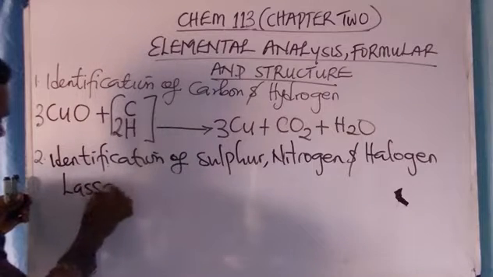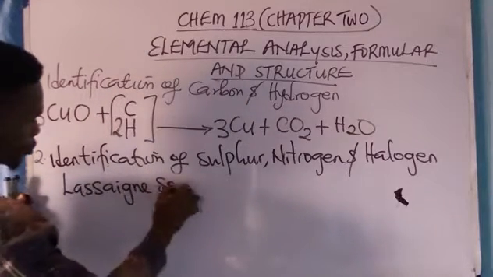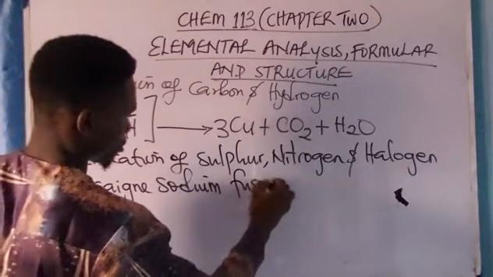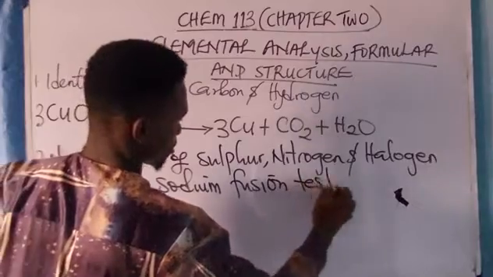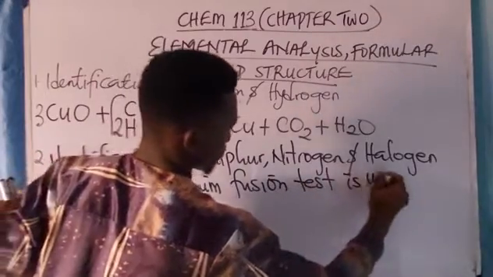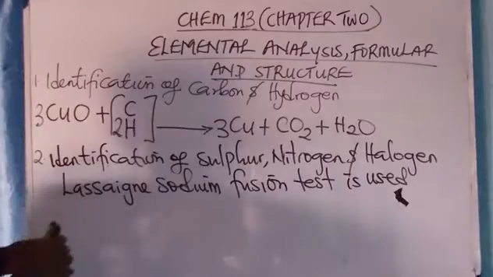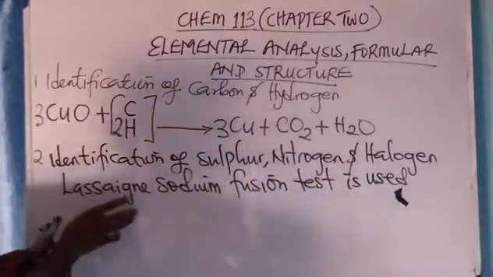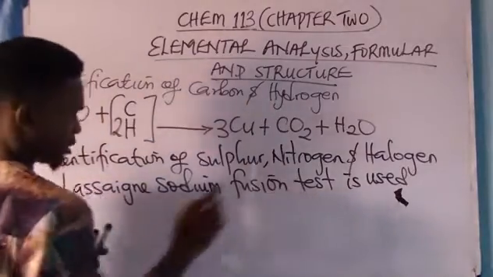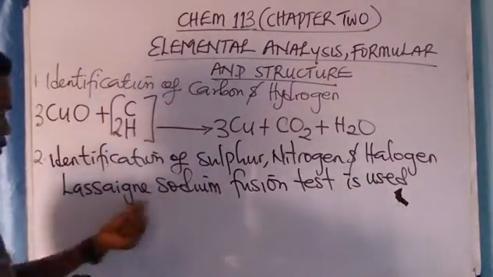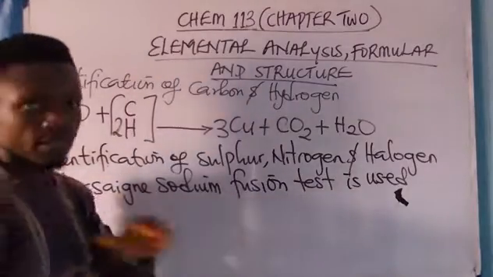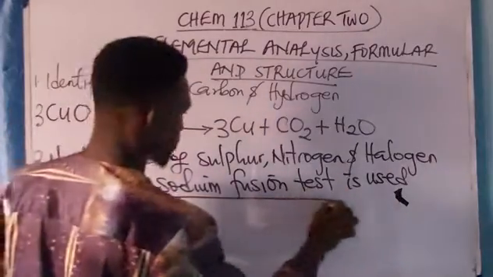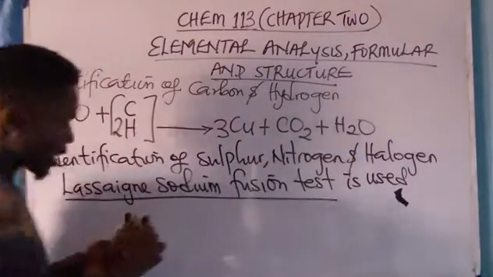the Lassaigne sodium fusion test is used to identify sulfur, nitrogen, and halogen. I can also say sodium Lassaigne fusion test. They are the same thing. So this is how you can identify these three elements. How do we do it?